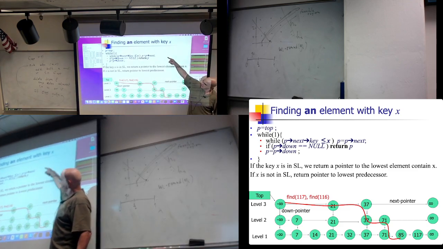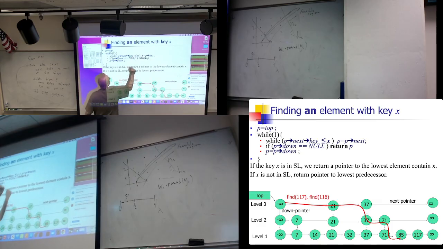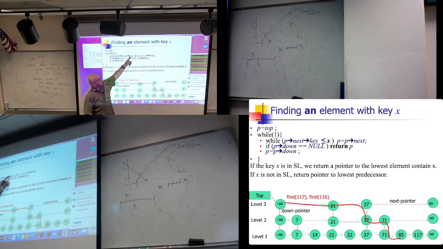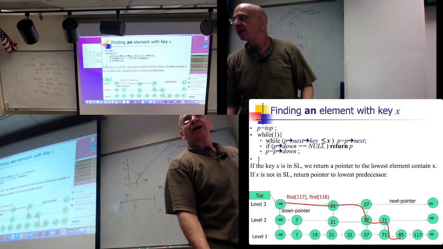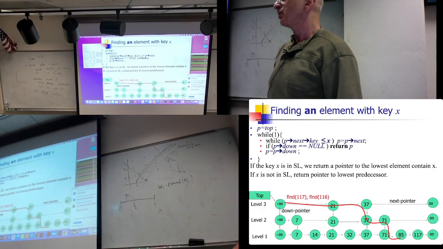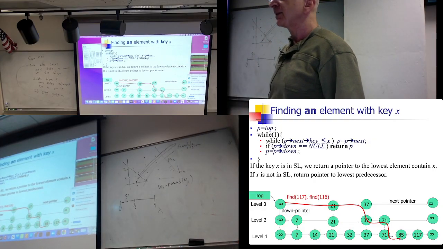So that's the code: as long as it's safe to move to the next one, that is, p's next key is still strictly smaller than x, only then I'm moving to the next in the same level. Otherwise, I'm trying to go down if I can. Otherwise, I'll just exit at this point. So that's the algorithm for the search in the skip list.